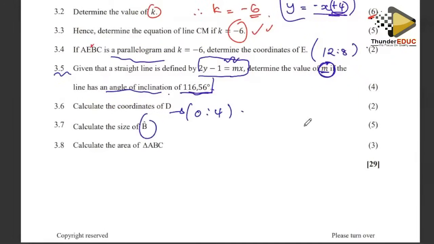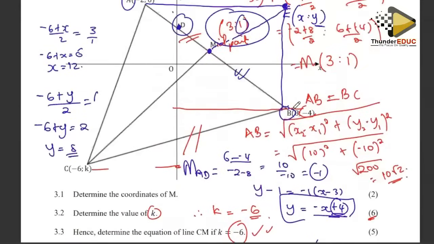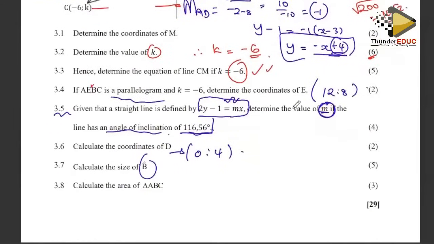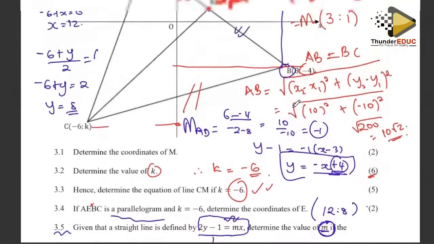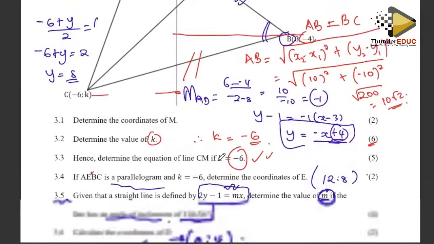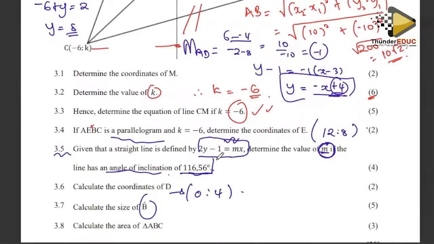Then they want us to get the size of B. Now, is the B in relation to the triangle or the parallelogram? Okay, I'm just going to ignore the parallelogram and focus on the triangle here. So this angle here is what the question is asking for. It should be a lot of marks, right? It's 5 marks.